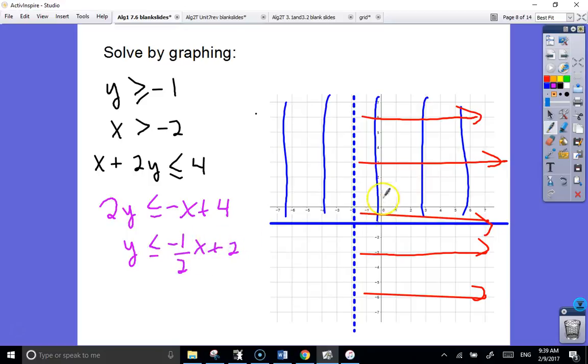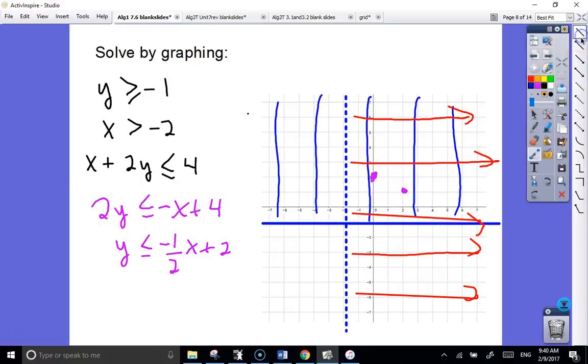Y is less than or equal to -1/2 x plus 2. So that's the y-intercept is 2. The slope is -1/2. So how do I find the next point? Down 1, right 2. Okay, solid or dashed? Right, it should be solid. Purple. Okay.